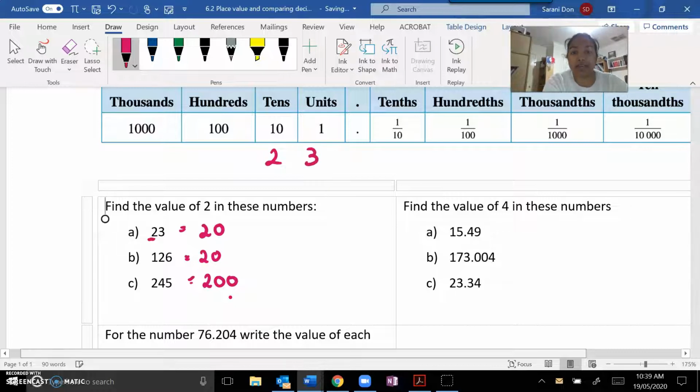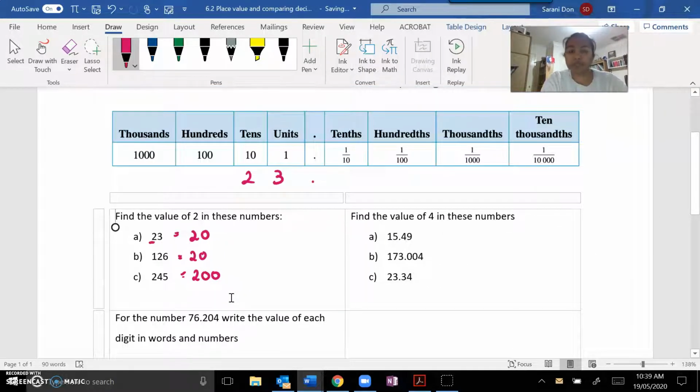out like this. The decimal stays here, and that 2 is in the tens column. How many tens are there? There's 2 of them, which is why there's 20. But I think that's pretty straightforward.